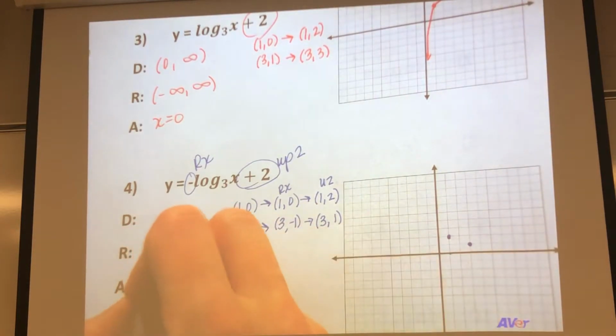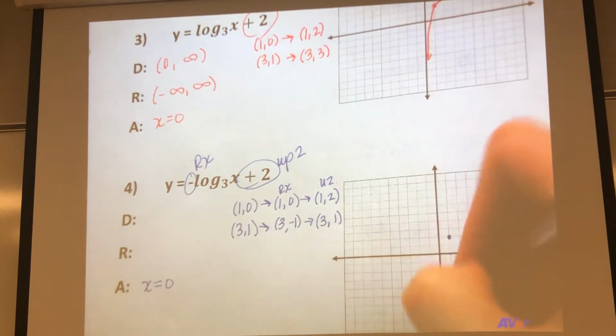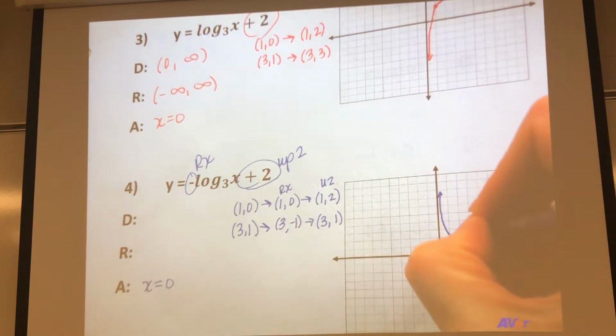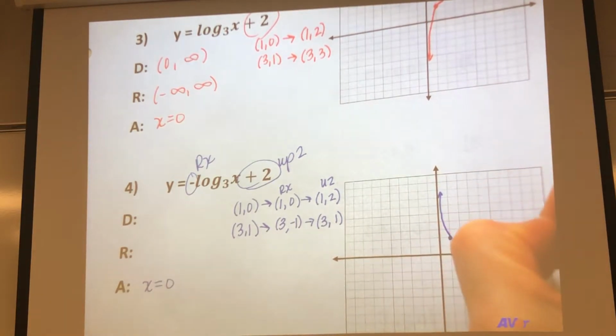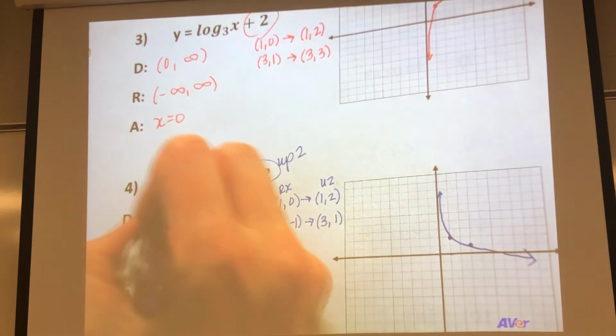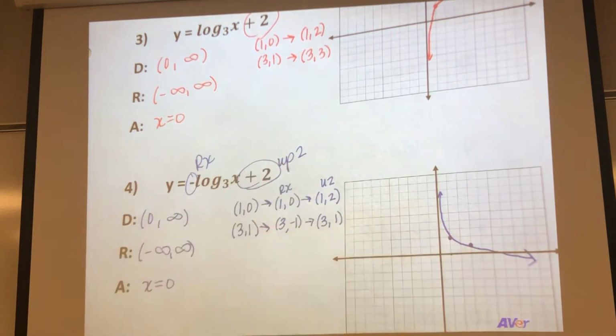Our asymptote doesn't change because we didn't move left or right at all, so it is still our y-axis. But we reflected it, so instead of having it point down on the asymptote, it's going up. Domain, 0 to infinity, and range, all real numbers.